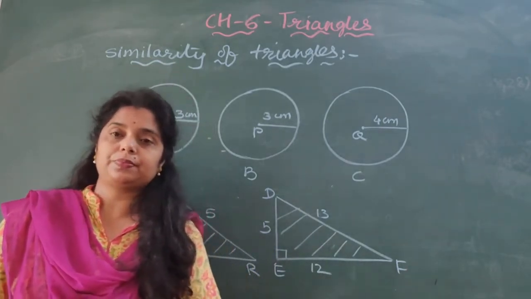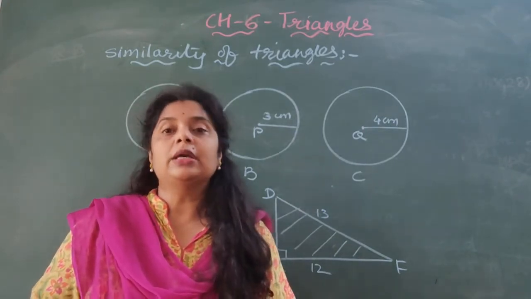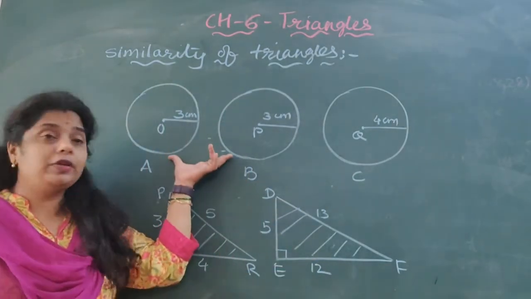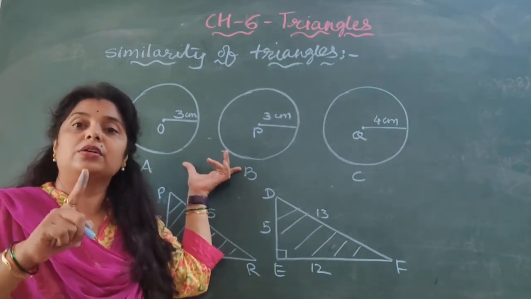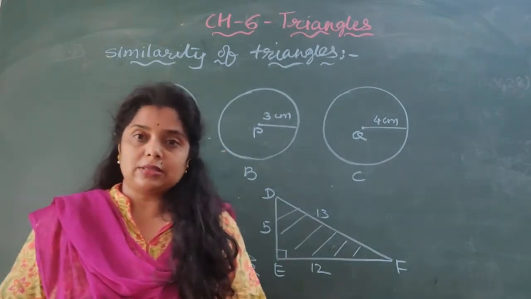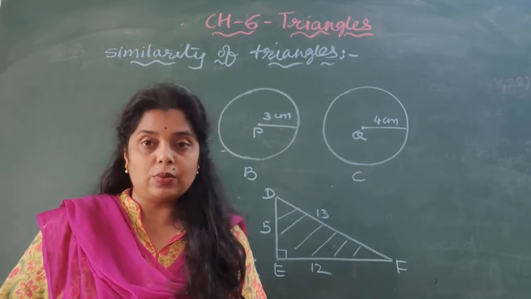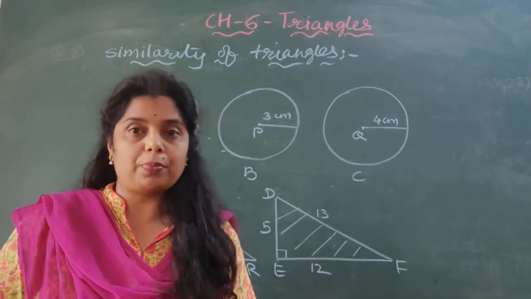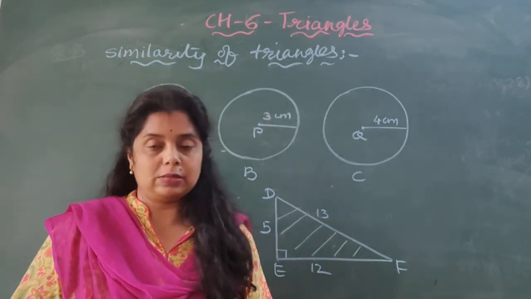So for any two figures, if they are similar, they need not be congruent. But if two figures are congruent, then they must be similar figures also. Is it clear? Okay. Now next we are going to see what properties are required for any polygon to be similar. What are the two properties required for any polygon to become similar?